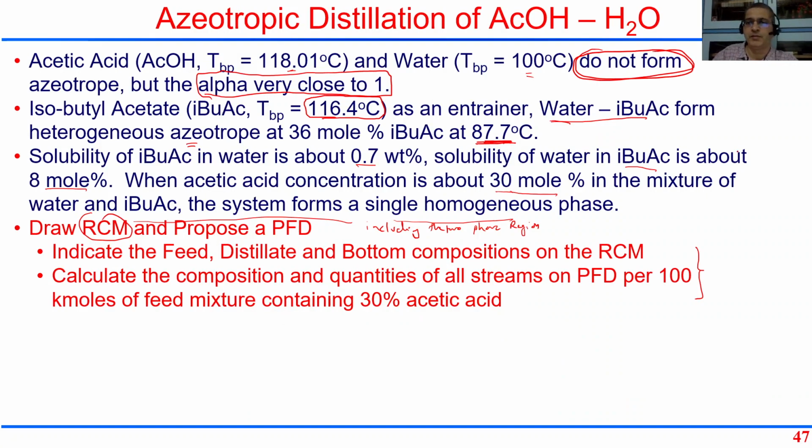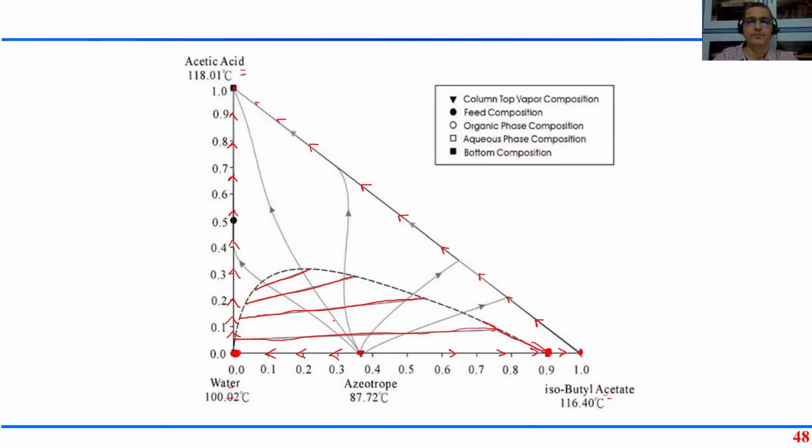Okay, now let's say what is our feed? Well, let's calculate per 100 kilomoles of feed mixture containing 30% acetic acid. Right, let's calculate. Propose a process flow diagram. Can you pause the video, do it for yourself? Now feed is here, either 50% or 30%, so don't worry about this. Say feed is here.